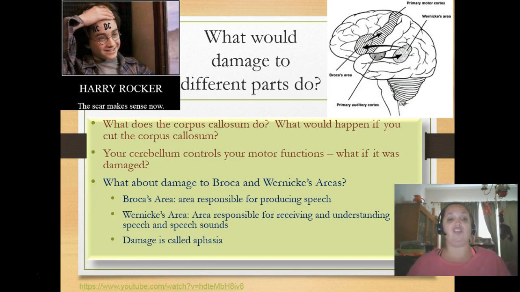So anytime there's damage to the part that produces speech or receives speech, this damage is referred to as aphasia. So Broca's aphasia would mean that a person could receive speech and understand what you're saying, but they might not be able to produce it. And then Wernicke's aphasia would be the opposite. They might be able to speak, but they can't really understand what you're saying.